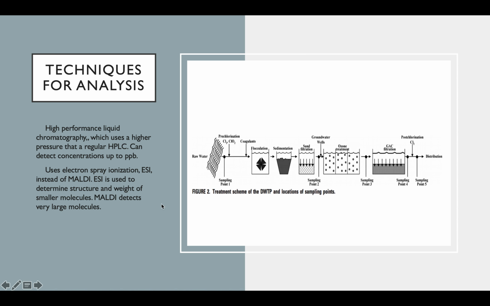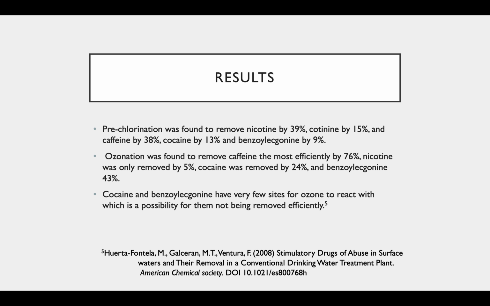It uses the same high-performance liquid chromatography, which is just a greater pressure, which gives parts per billion detection instead of parts per million, and uses an electrospray ionization mass spec detector, which gives smaller molecule detection than MALDI, which was used in the last one, for very large molecules.